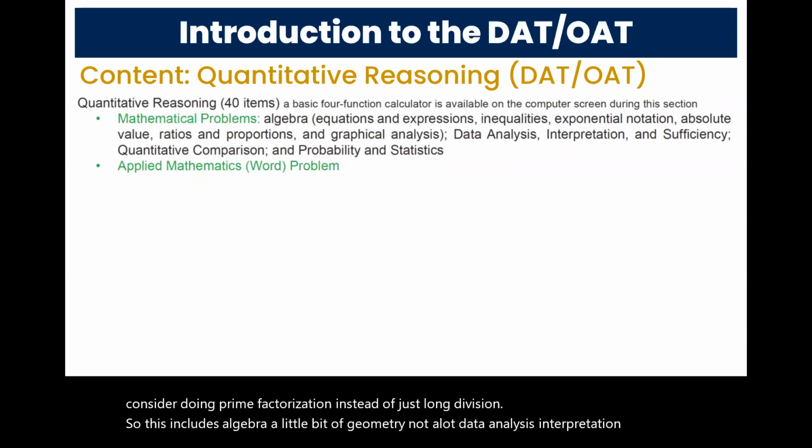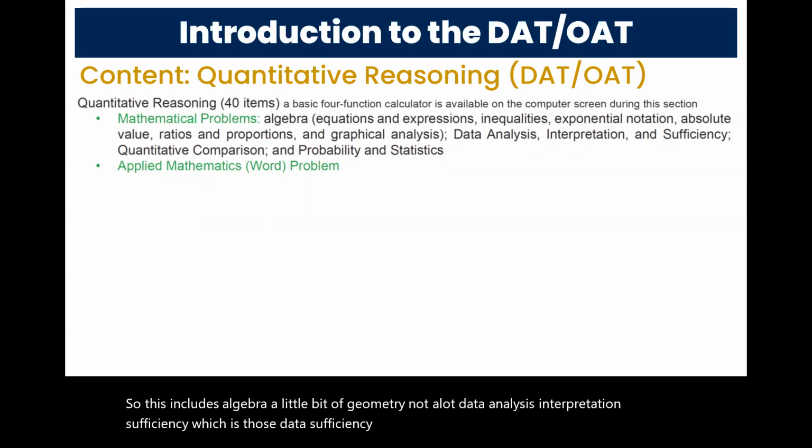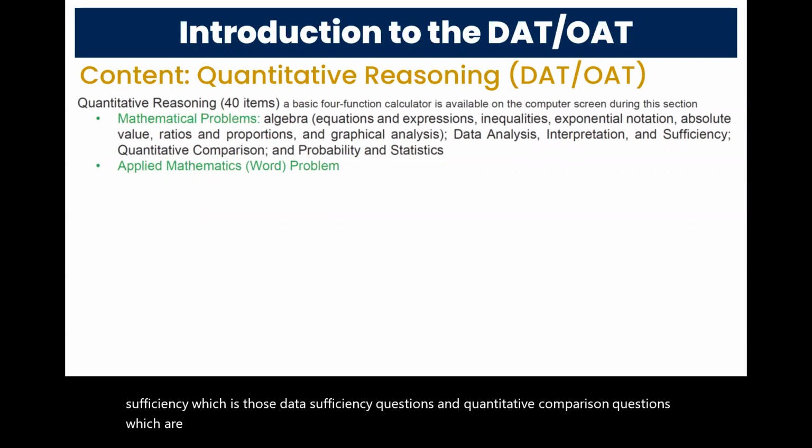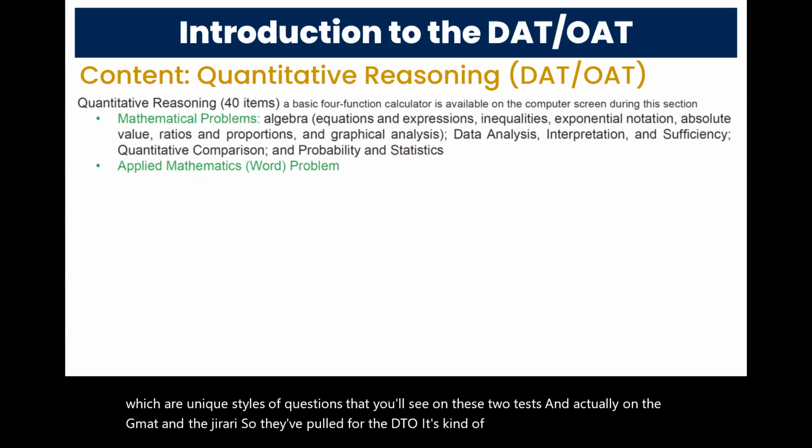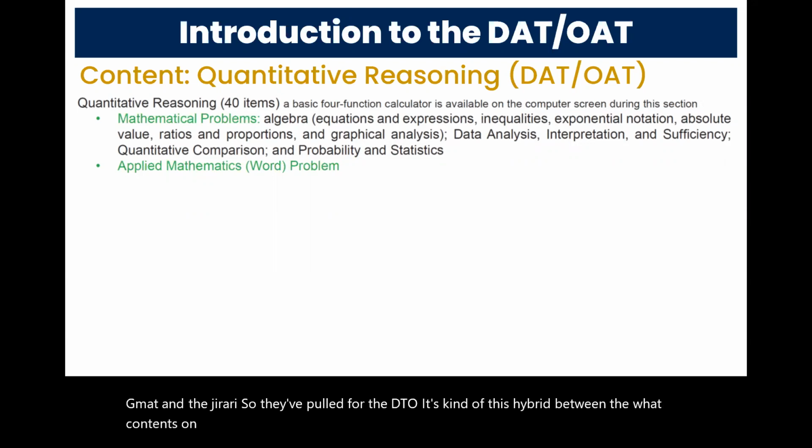So this includes algebra, a little bit of geometry, not a lot, data analysis, interpretation, and data sufficiency, which are those data sufficiency questions, and quantitative comparison questions, which are unique styles of questions that you'll see on these two tests and actually on the GMAT and the GRE. So for the DAT and the OAT, it's kind of this hybrid between what content's on the MCAT and the types of questions that are on the GRE. It's kind of weird.